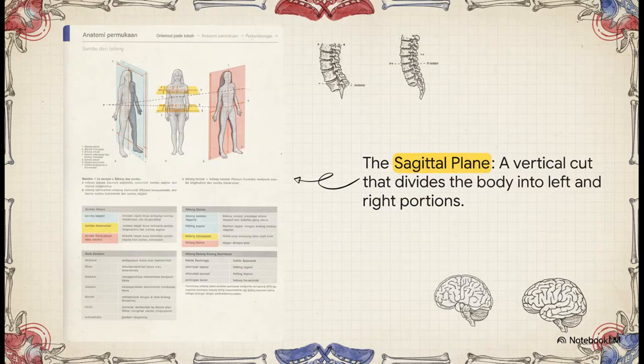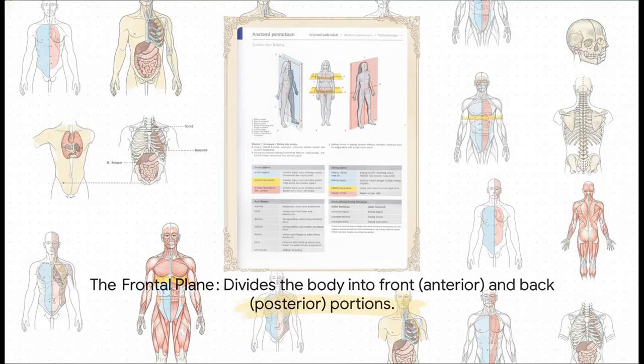So, to actually use our map, we imagine slicing the body in 3 different ways. These are called planes. First up, you've got the sagittal plane. Just picture a vertical cut right down the center line, splitting the body into a left side and a right side. Simple as that.